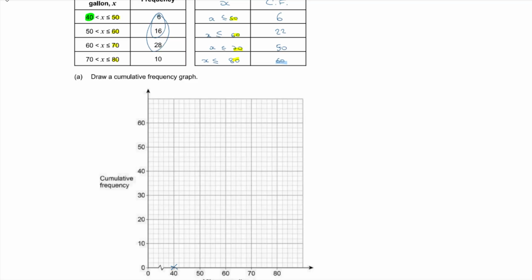So again, I've got 5 divisions representing 10 units on my scale. So 6 is going to be 3 little squares up, isn't it? It's going to be there. 22 for 60. That is going to be 1 square above 20. 50, that's a nice easy one to plot. And 60, that's a nice easy one to plot.